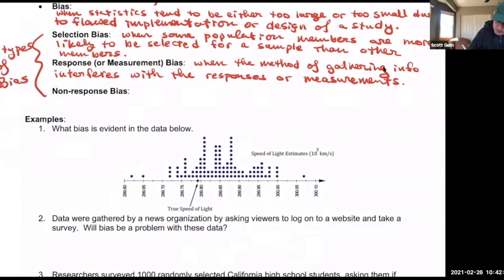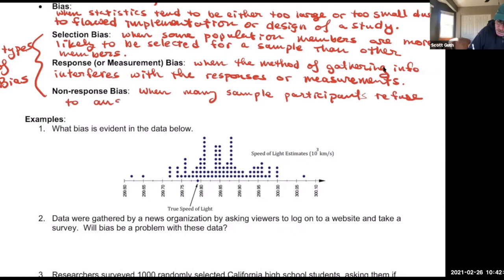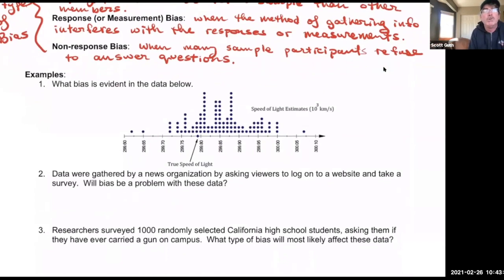And then non-response bias is pretty easy. This is just when many sample participants refuse to answer questions. And the idea is, boy, if you're refusing to answer questions, there might be a reason, and that reason might be really important. And people like you are not going to be counted in my survey. And you might have really strong opinions, but you're keeping them to yourself. And I'm not going to be able to measure that if you won't tell me what's going on in your head, and that's going to bias the data.